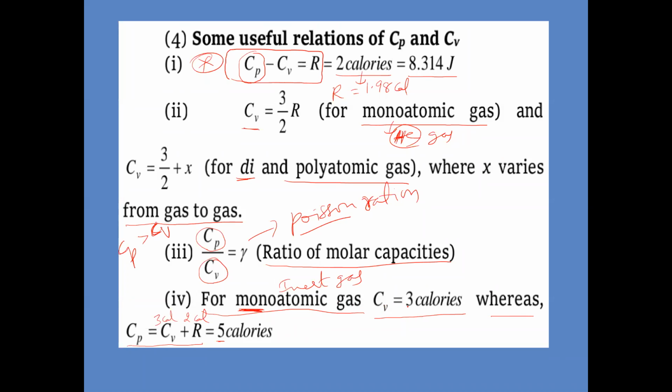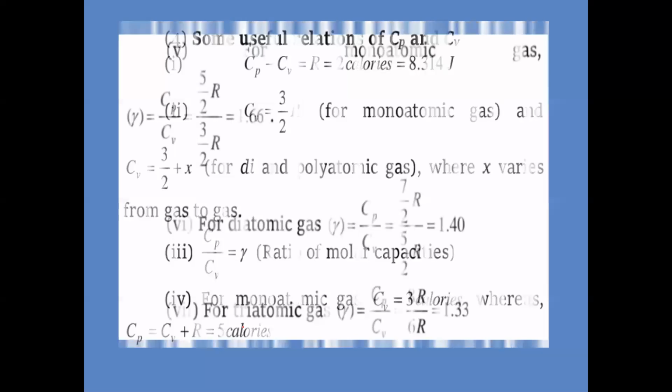The CV value is observed to be 3 calories. Is that clear? Whereas the CP value is CV plus R, that is the relation. So from this, we get 3 calories plus 2 calories equals 5 calories.